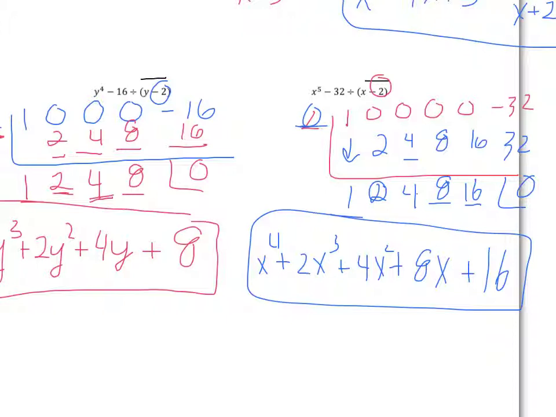So that's synthetic division. It works great, much faster than polynomial long division, but can only be used when we have the one a coefficient and the one power on the variables.